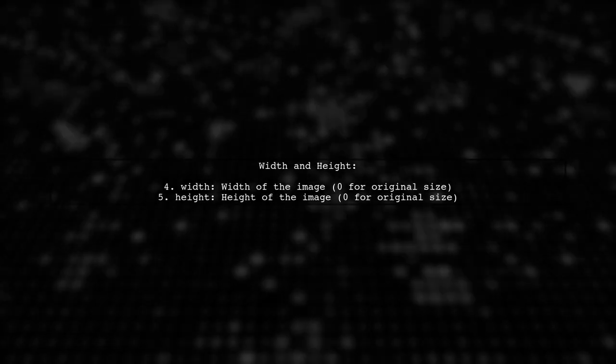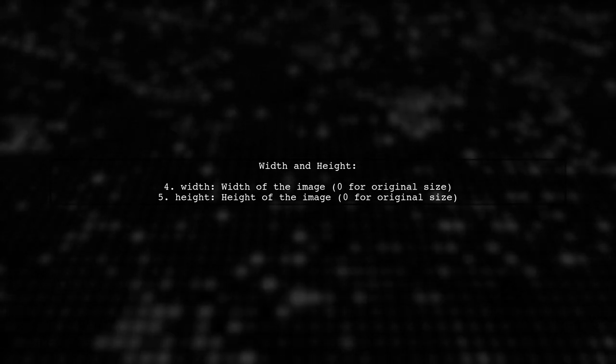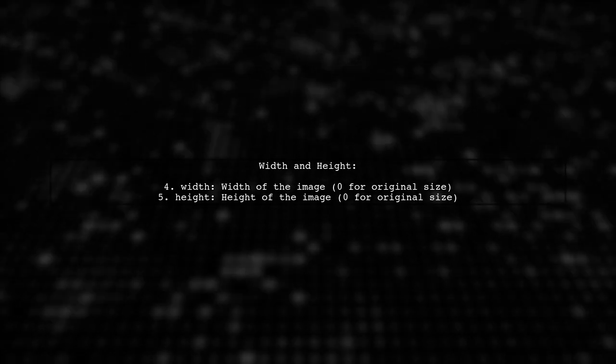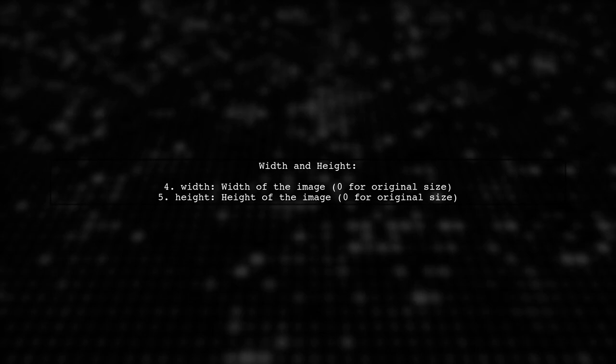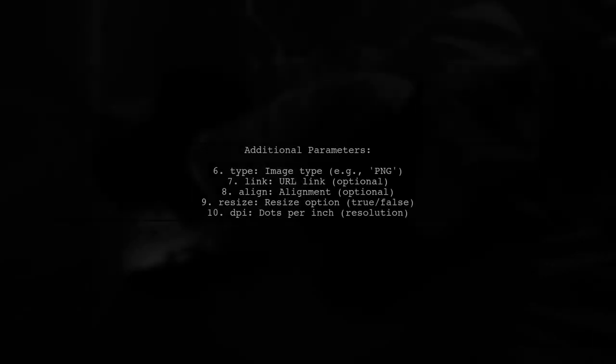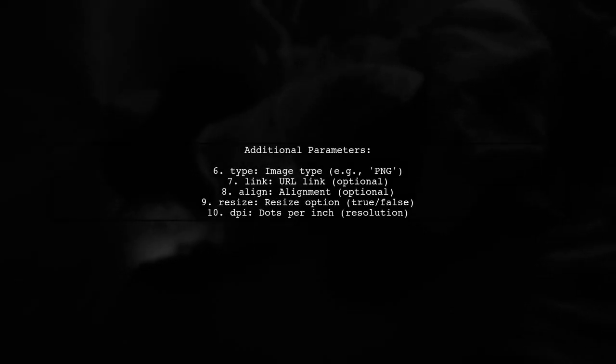Next, we have the width and height parameters. These define the dimensions of the image. If you set them to zero, TCPDF will use the original size of the image. The sixth parameter is the image type, which can be PNG, JPEG, or GIF.